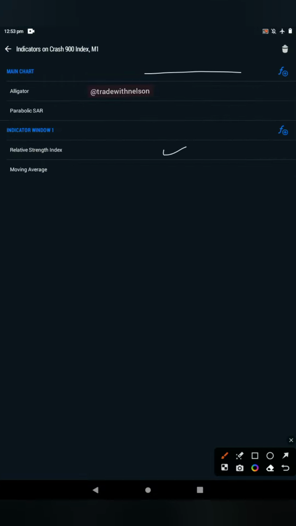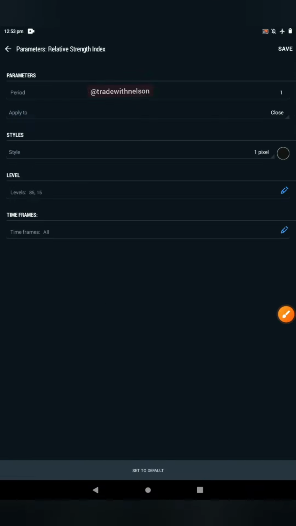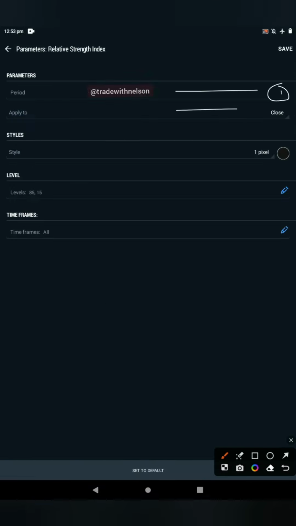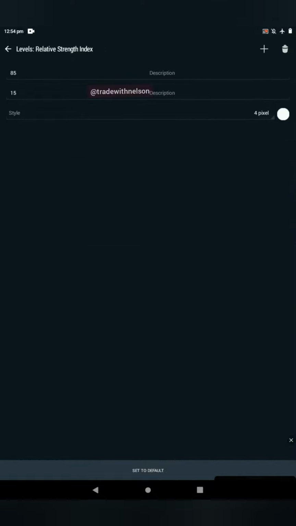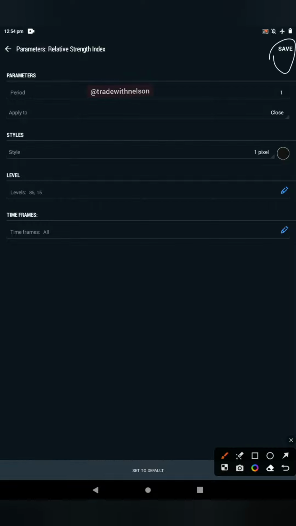For the relative strength index, click on the F icon on the main chart. Scroll down a bit. Relative strength index, click on that. Make your period 1, apply to close, style 1 pixel, select color of your background. Levels, click on this pen icon. Add level, type 85 and 15, style 4 pixel, select color of your choice. After that, click on save.